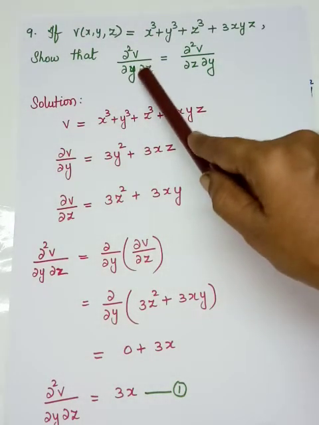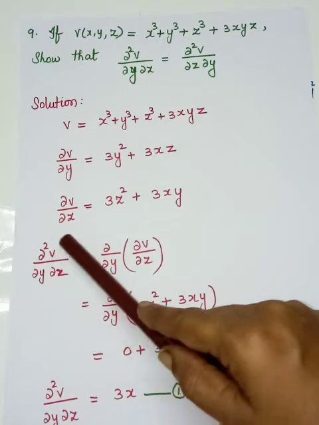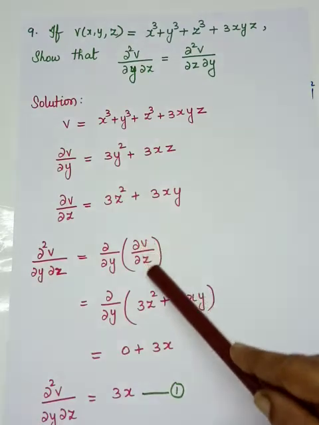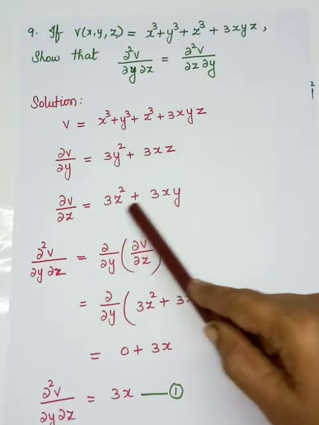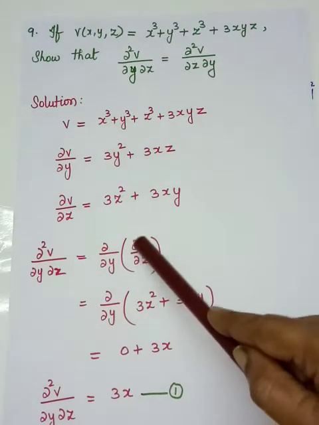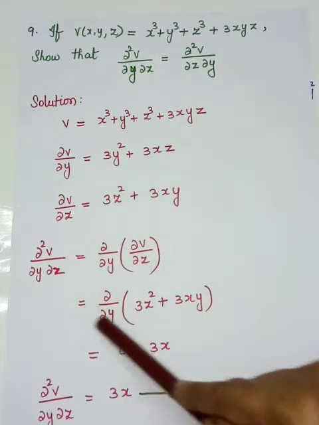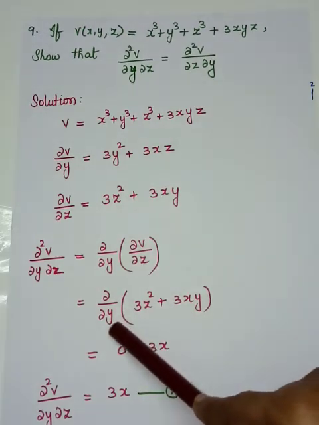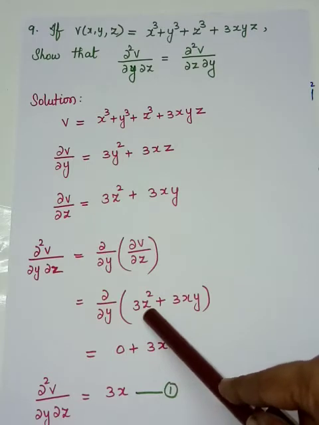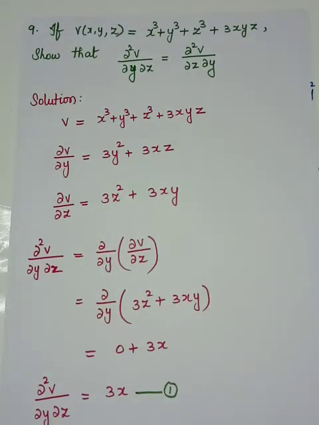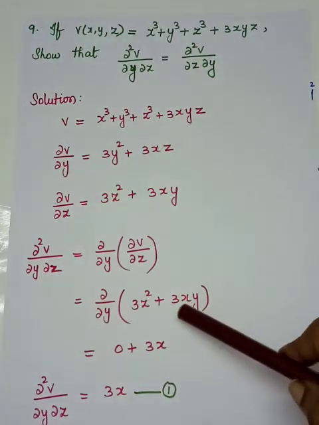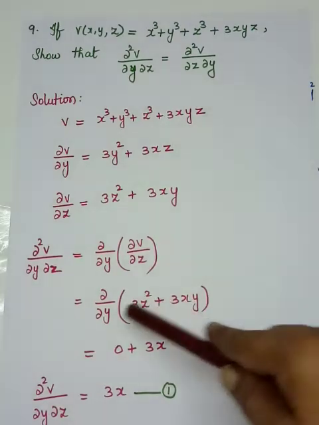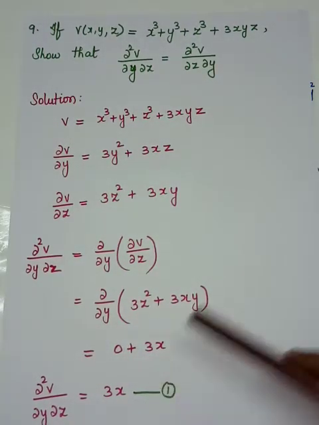Okay, you take the first term, what you are going to prove? ∂²v/∂y∂z. How will it be written? ∂/∂y of ∂v/∂z. What is ∂v/∂z? This is substituted in the place of ∂v/∂z. Now what you have to do? You have to differentiate this partially with respect to y. Here there is no y, so the whole term 3z² is constant, whose differentiation is 0. Come to the next. What is a constant? 3x is taken out. The remaining is y. y with respect to y, the differentiation is 1. So the answer is 3x.